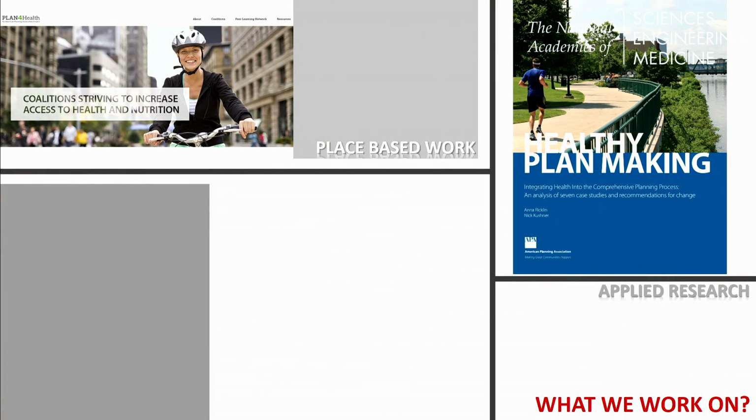Another mechanism we use is place-based work. Plan4Health is one of our flagship programs in this category, where we funded 35 communities. We funded coalitions comprised of at least a representative from the public health field, a representative from the planning field, and a community-based organization. We funded 35 of those coalitions throughout the country to help them work on either access to food or access to physical activity locations.